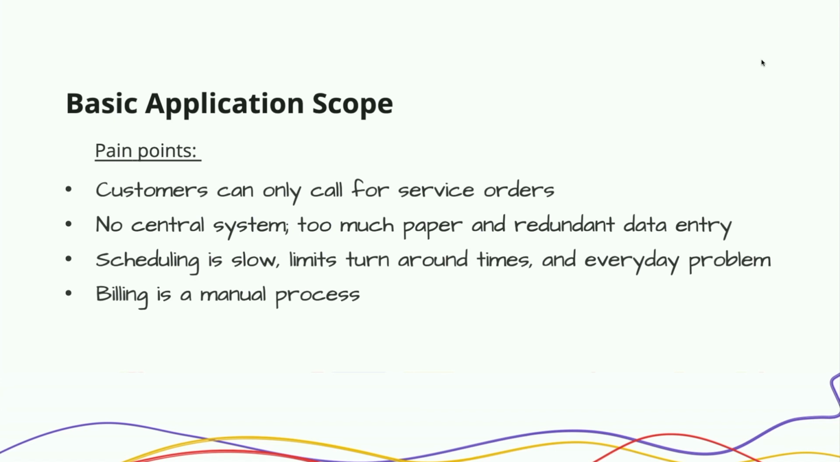Scheduling is slow because it's this very manual process where you're cross-referencing systems. It would be ideal if we could just have that baked in together as well. And then billing is manual, where you're having to constantly keep going back and referencing all the hours worked. So these are some of these different pain points that we can attempt to solve by building a custom application.